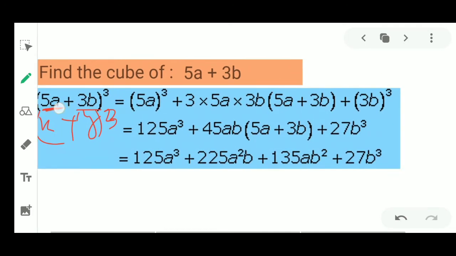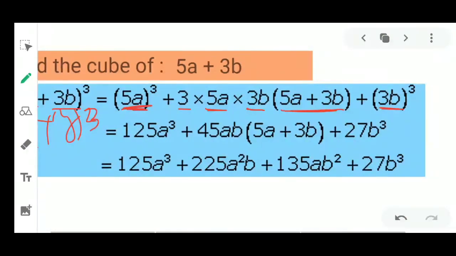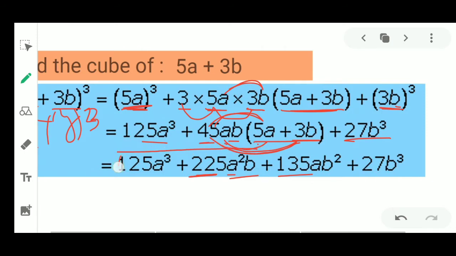So here we consider 5a as x. Now write down (5a)³ that is x³ + 3 × 5a × 3b (5a + 3b) + (3b)³. Now 5a cubed is 125a³ + 3 into 5 is 15, 15 into 3 is 45. So write 45ab(5a + 3b) + (3b)³ will be 27b³. Now 45 into 5 is 225a²b + 45 into 3 is 135ab². So the answer is 125a³ + 225a²b + 135ab² + 27b³.